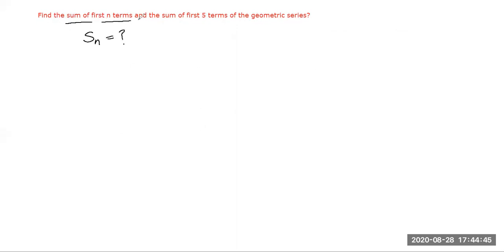Find the sum of first... Now sum, Ajinder. Whenever we have a sum, that means what? Sn. When it is a term, An. Sum of n terms, fine. So this we have to find out. Sum of n terms. Then sum of first 5 terms of a geometric series. I think it's an incomplete sum. Find the sum of first n terms.